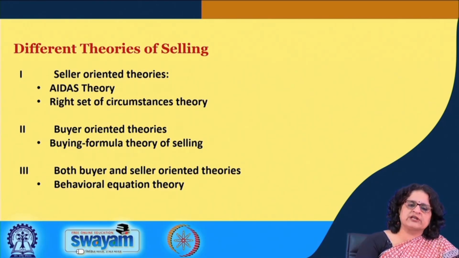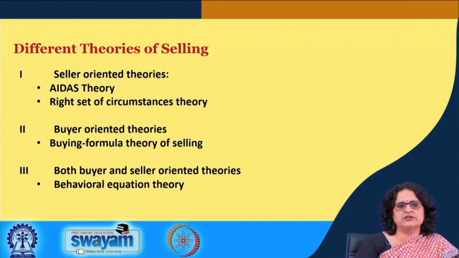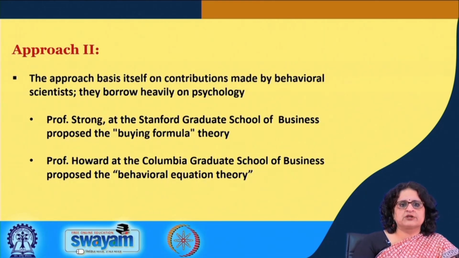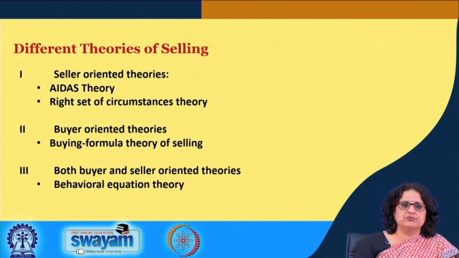With respect to the seller oriented theories, we shall be discussing the AIDAS theory, and we will be speaking about the right set of circumstances theory. And with respect to the buyer oriented theories, we shall be talking about the buying formula theory of selling. And with respect to the third category, which are both buyer and seller oriented theories, we shall be discussing the behavioral equation theory. As mentioned in the previous slide, the buying formula theory was proposed by Professor Strong, and the behavioral equation theory was proposed by Professor Howard at the Columbia Graduate School.